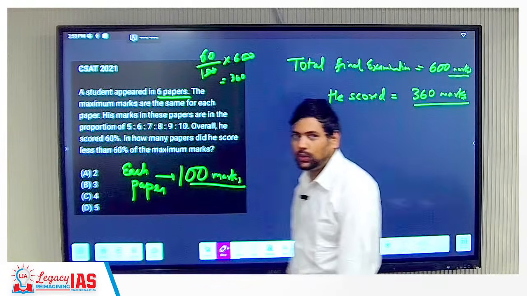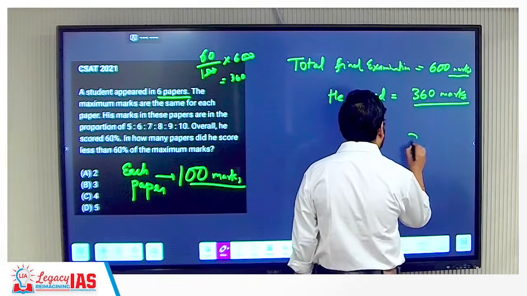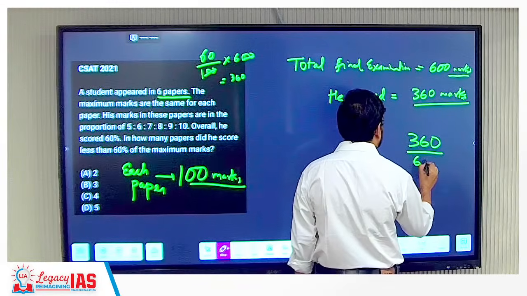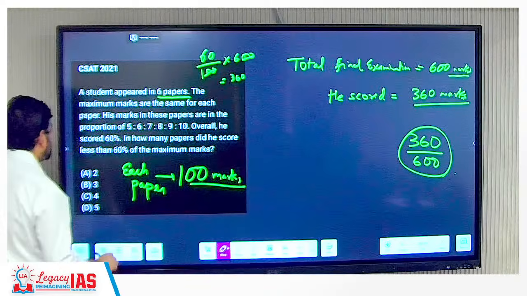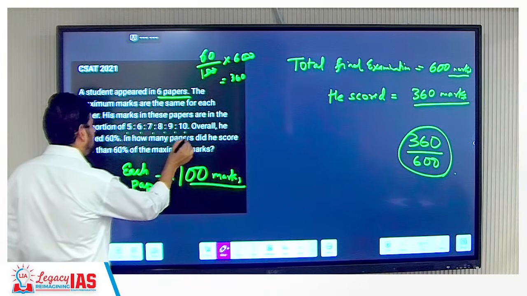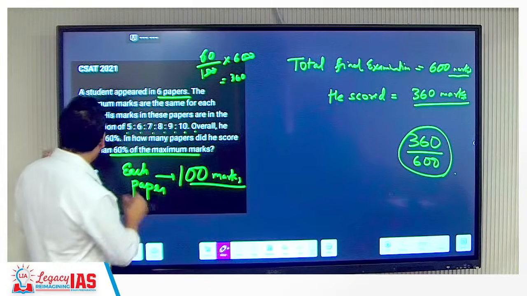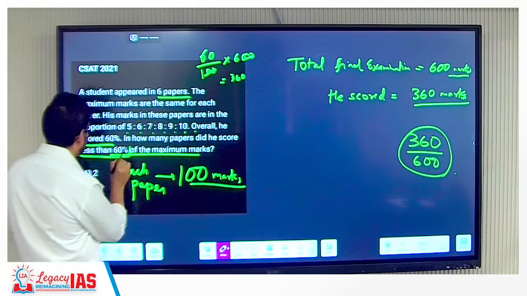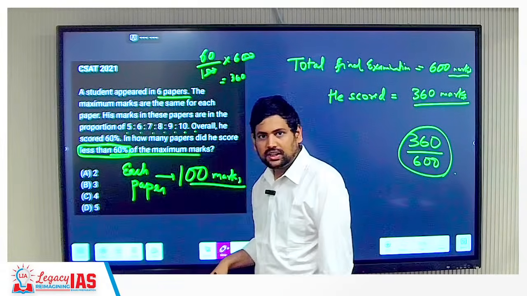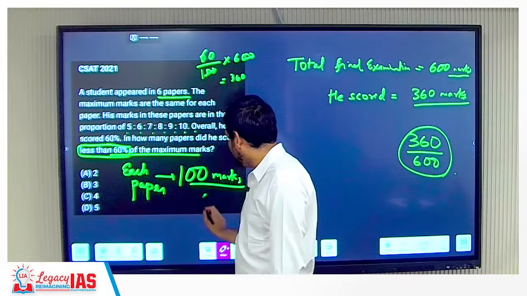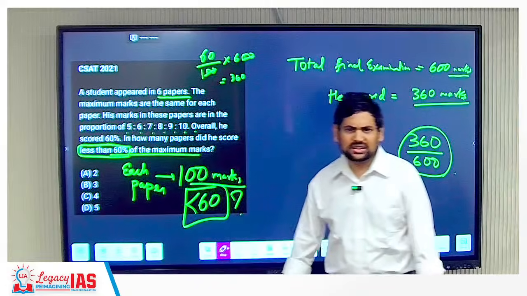If this is so, in 600 he got 360 marks. Let me write like this, like the teacher used to write. This much he got. Now these are his marks in different papers, and you have to tell in how many of them he scored less than 60% marks. Less than 60% means what? The paper is of 100 marks. Less than 60% means in which he got less than 60 marks. This is the only question.